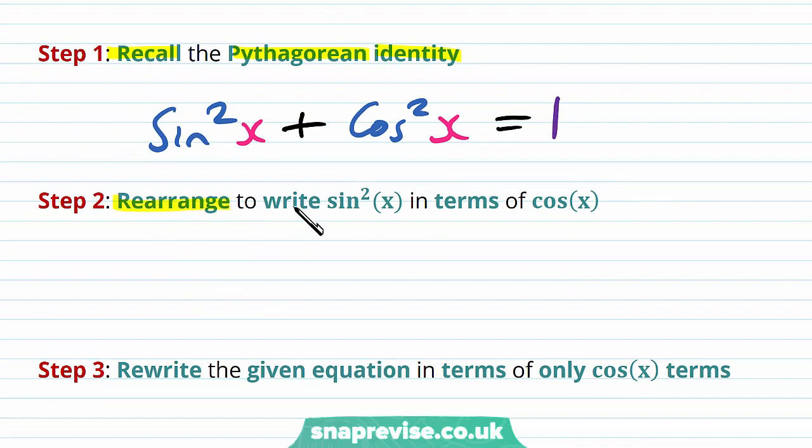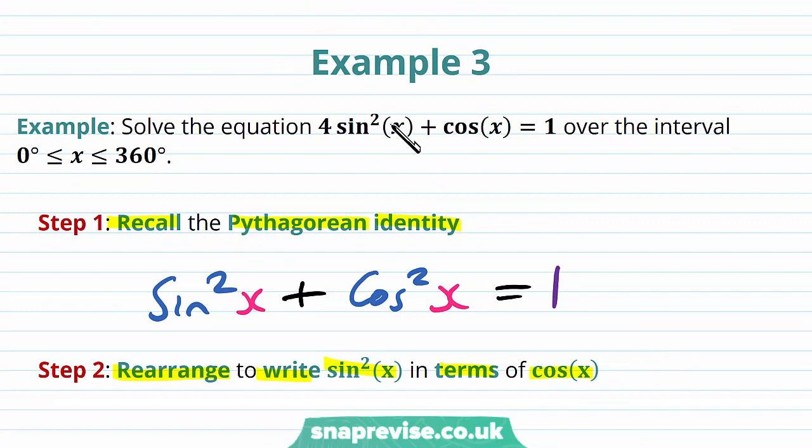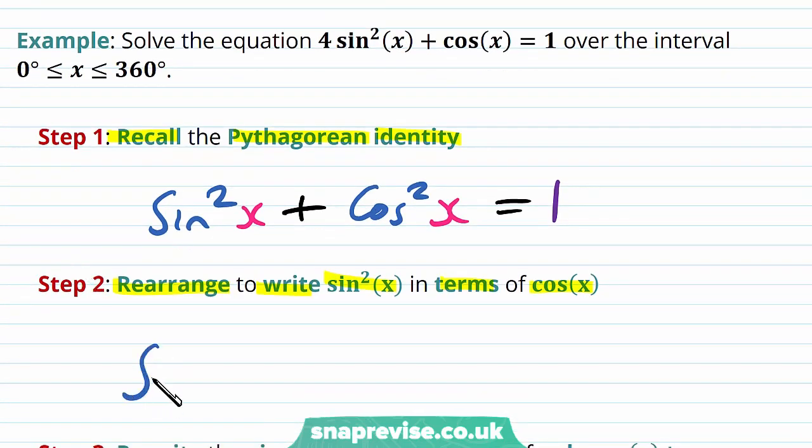Our second step is to rearrange to write sine squared of x in terms of cos of x. We are hoping to get an equation only in terms of one trigonometric function. This will only be sine of x or cos of x as the one trigonometric function. Now it can't be cos of x because we have no equation to get cos of x in terms of sine of x, not without introducing square roots, but we do have an equation, as we just found, for getting sine squared of x in terms of cos of x. And so we have that sine squared of x by rearranging is equal to 1 minus cos squared of x.